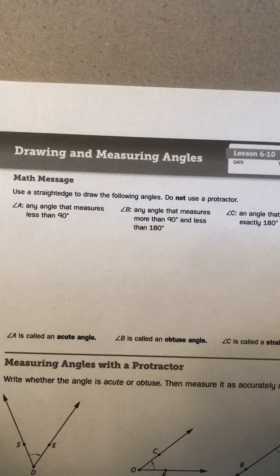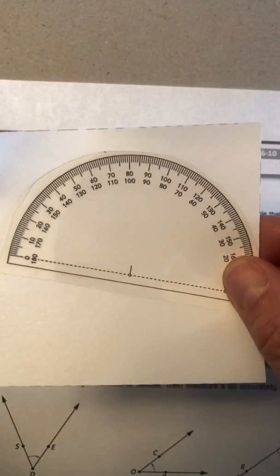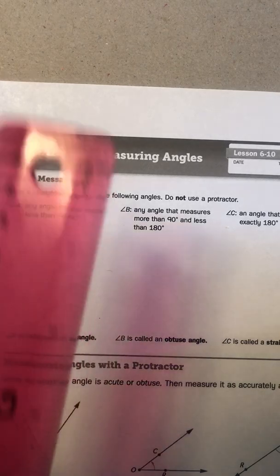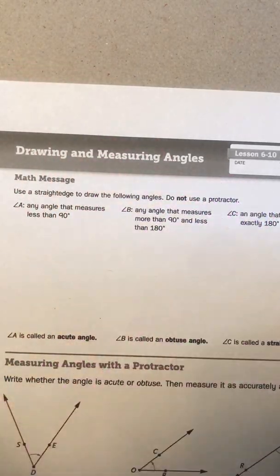In lesson 610, you will need your half circle protractor, and you will need the sheets that say drawing and measuring angles. Up at the top, it says use a straight edge to draw the following angles. Do not use a protractor. So I'm just going to use my ruler.